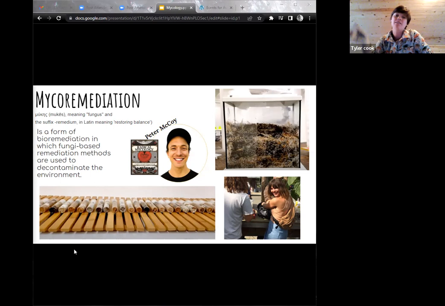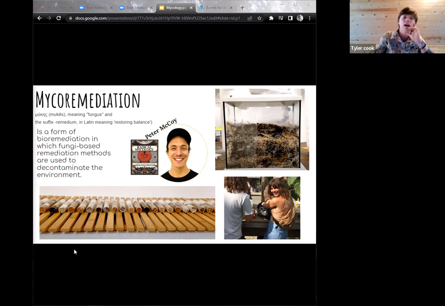These contaminants include heavy metals, organic pollutants, textile dyes, leather tanning chemicals and wastewater, and petroleum fuels, hydrocarbons, pharmaceuticals, pesticides, and herbicides. And all of these things can be found in land, freshwater, and marine environments, and in the air.